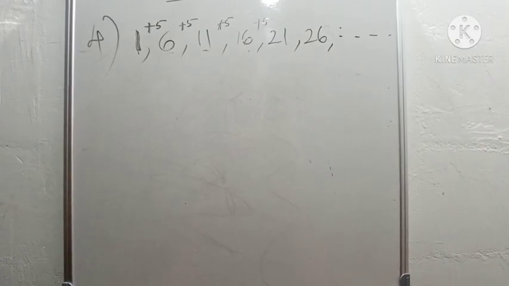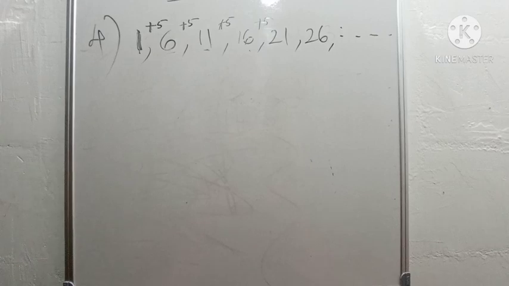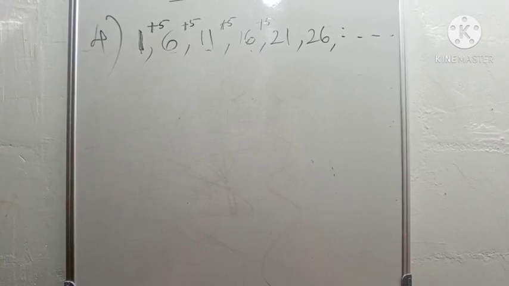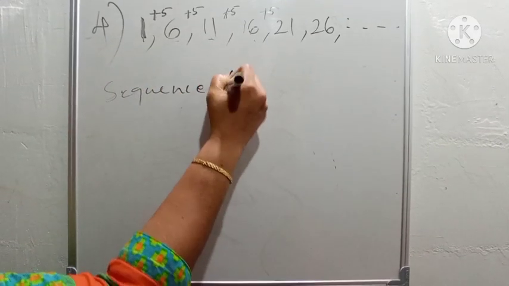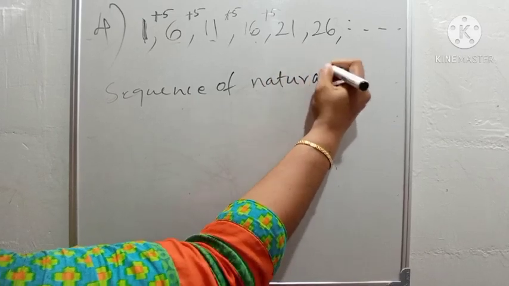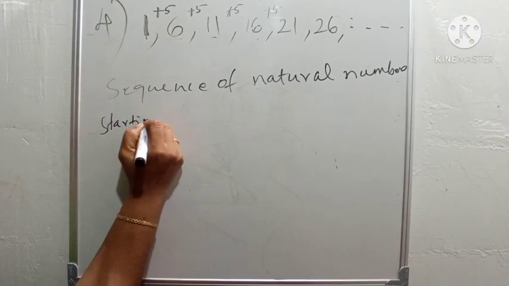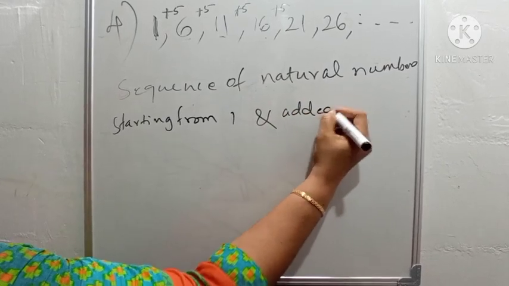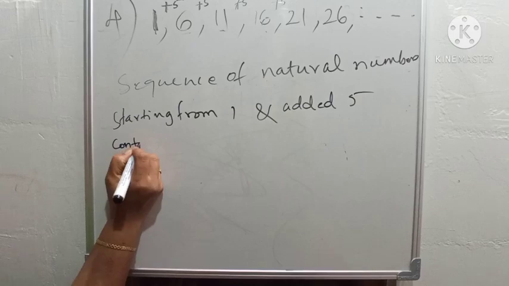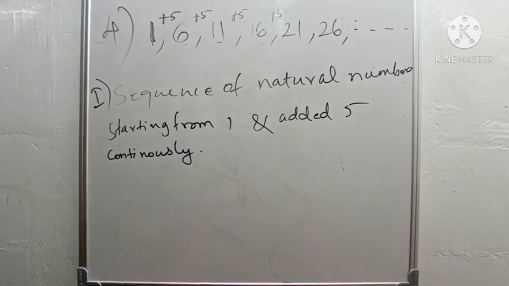So the first way of describing this sequence is the sequence of natural numbers starting from 1 and 5 added continuously. Starting from 1 and adding 5 continuously, we get the sequence. Okay, then how do we describe this sequence in another way?